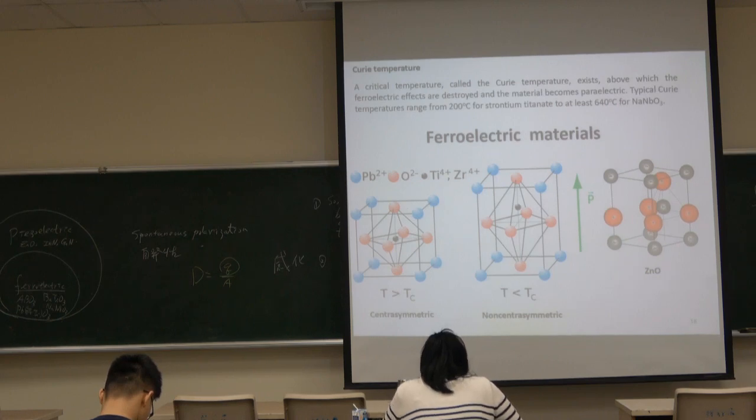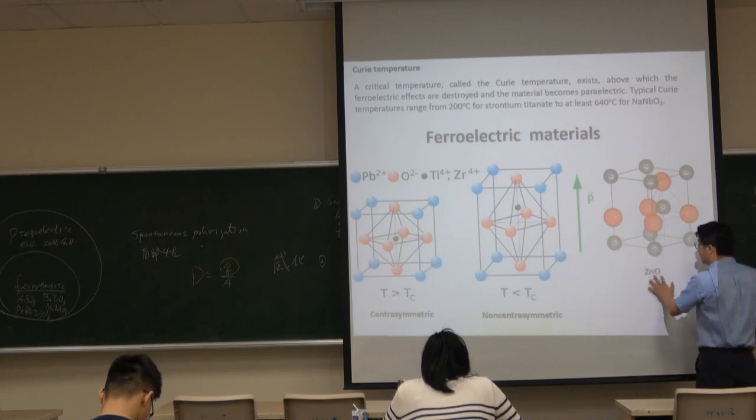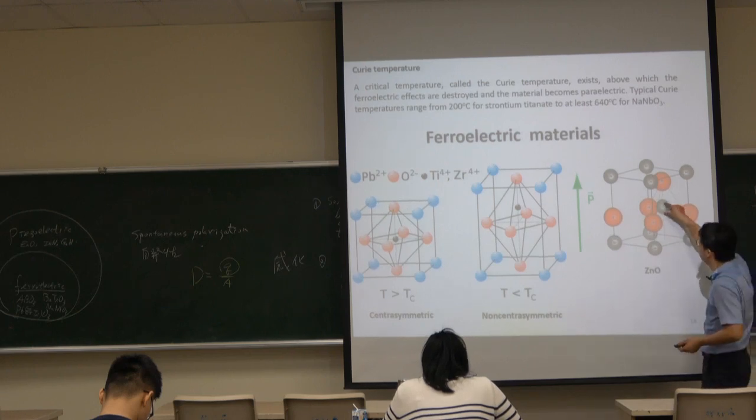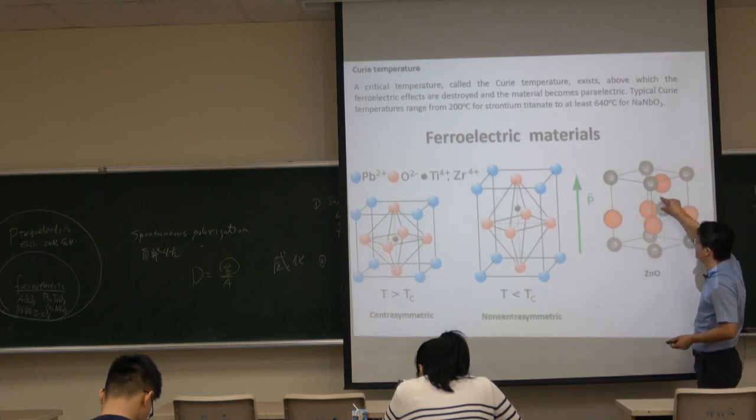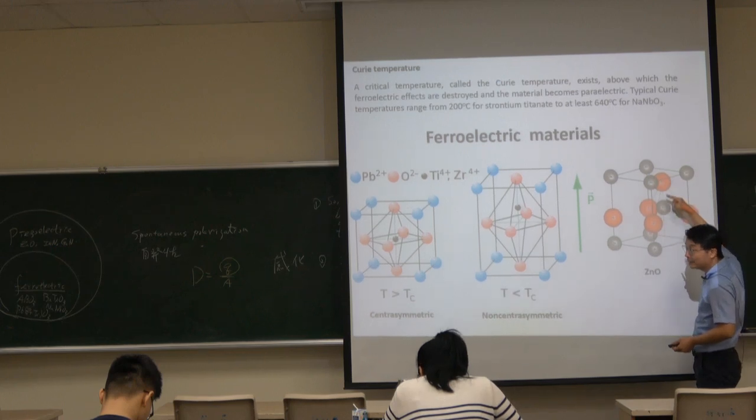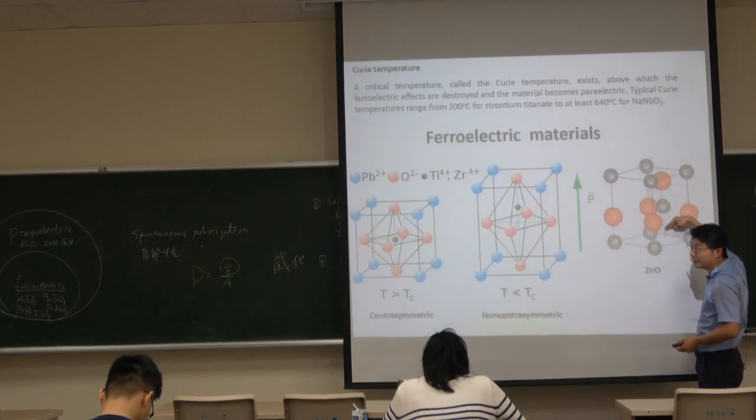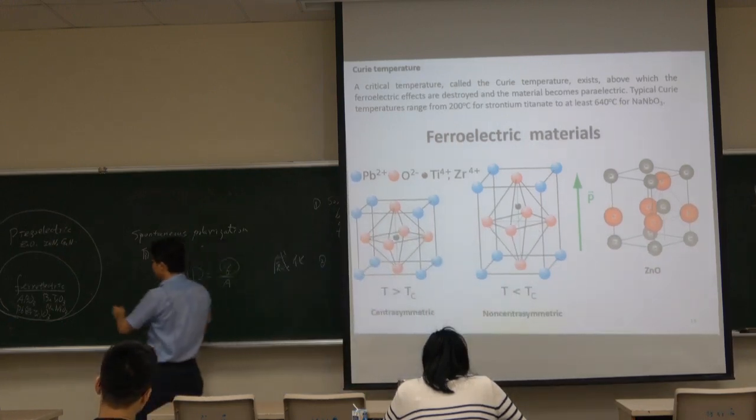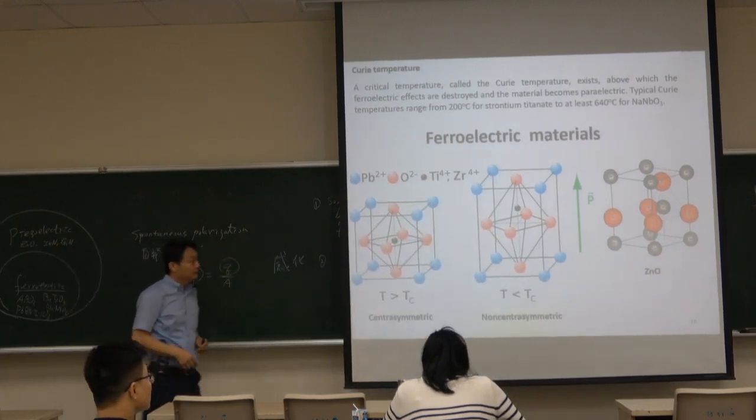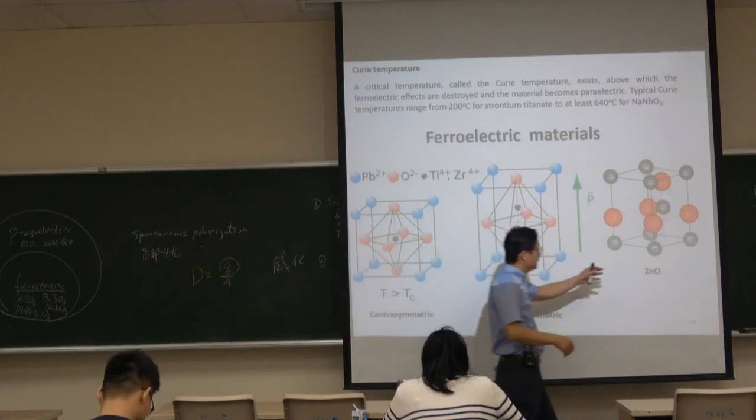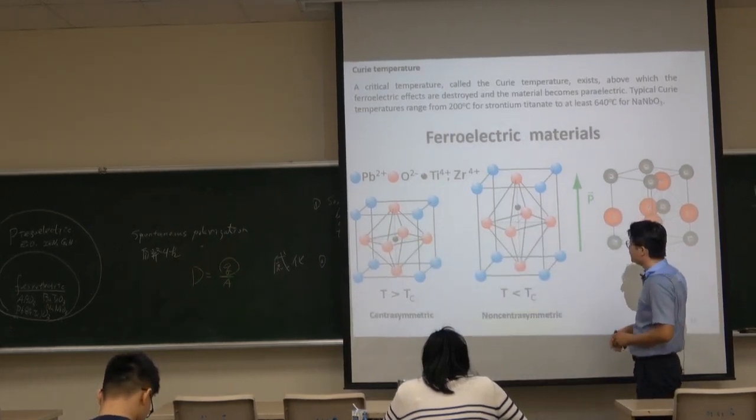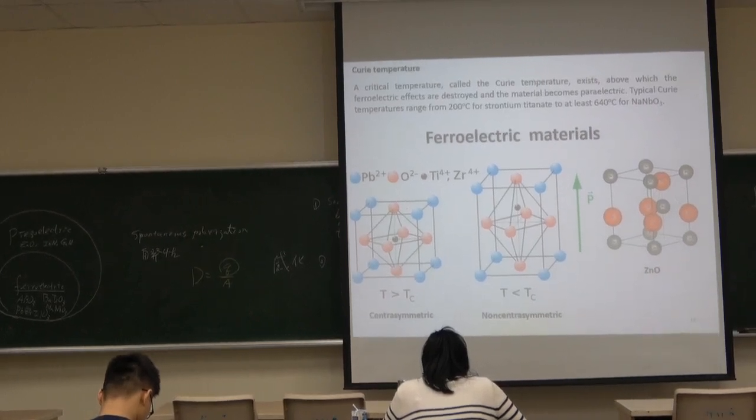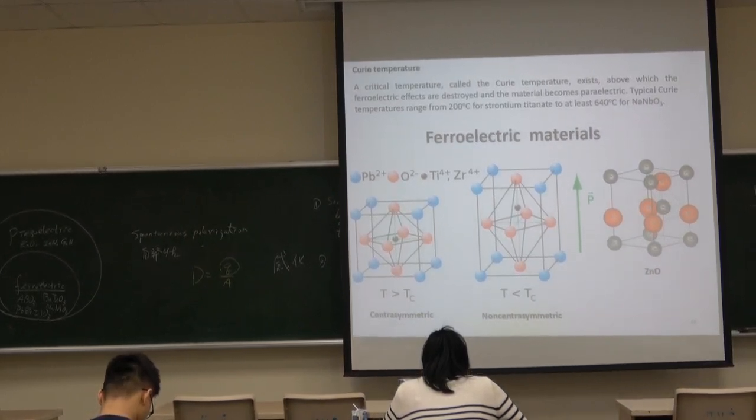But zinc oxide also has spontaneous polarization because the zinc has a slight deviation, aligned along the direction. But what is the major difference between these materials and zinc oxide? If I apply the electrical field externally.